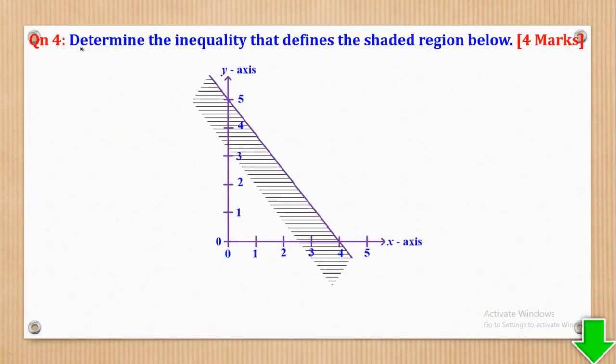Now we shall go to question 4, which says to determine the inequality that defines the shaded region, and they give it four marks. So they want the inequality that defines this shaded region. So first of all, you have to know the points. So any two points on the line, because we have to first get the equation of the line. So we have this point, which is 0, 5, and this point, which is 4, 0.